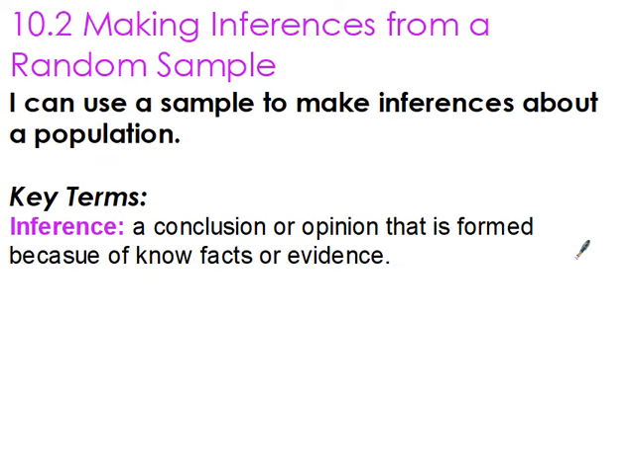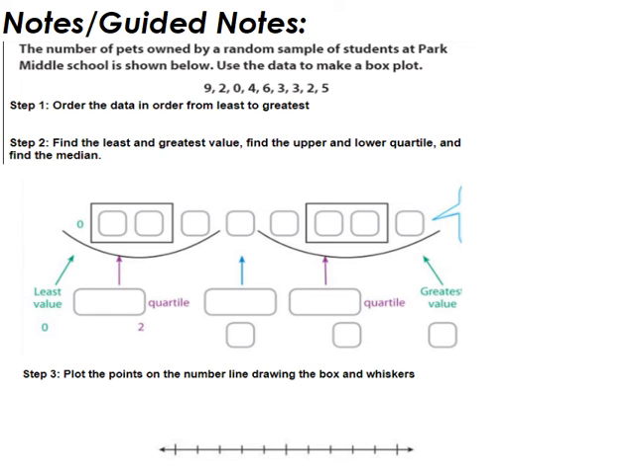First, we need to know what an inference means. An inference is a conclusion or opinion that is formed because of known facts or evidence. So we're going to find a random sample, and that's going to be our facts or evidence, and then we're going to make a conclusion based on what we find from that random sample. That's going to be making an inference. You'll see when we get there, but first, we're going to learn how to make a box plot.